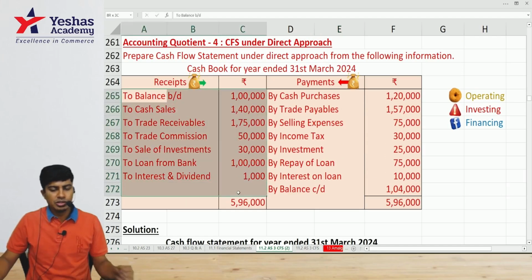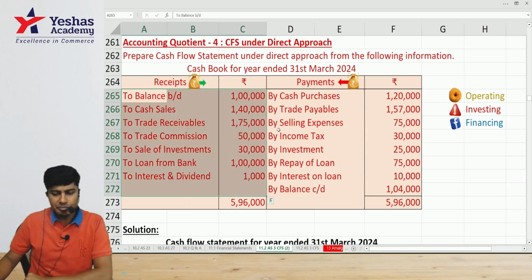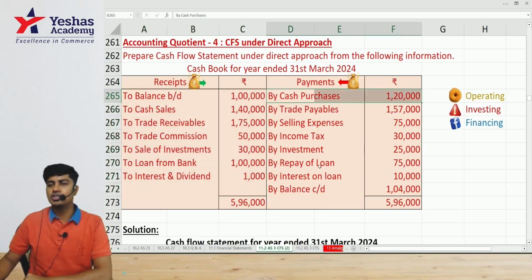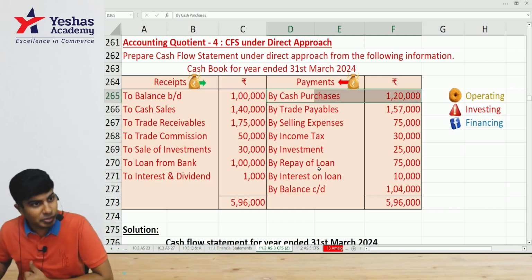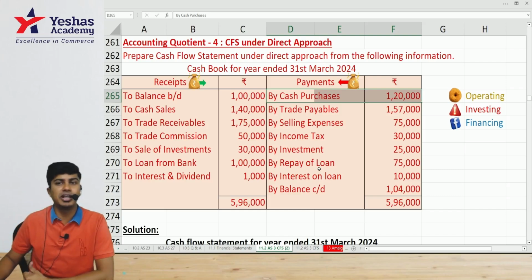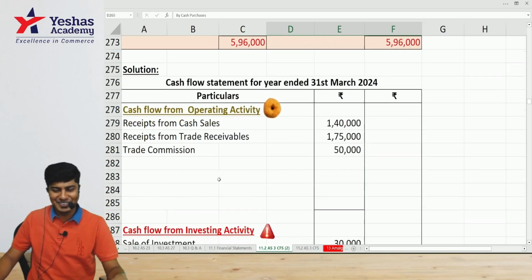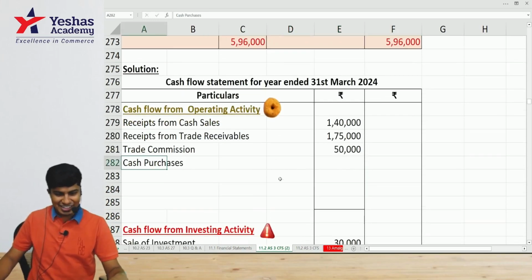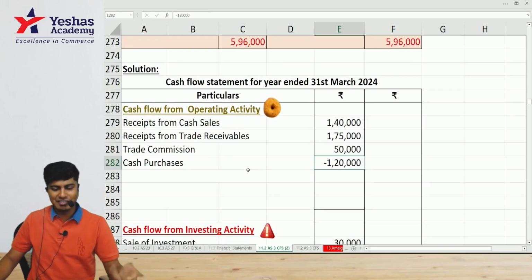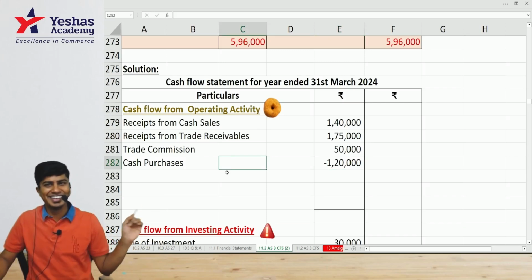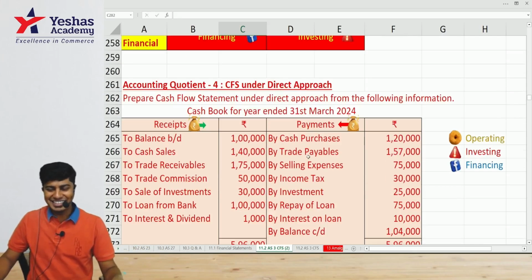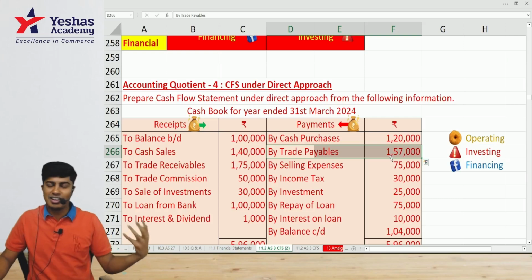What to do? Shall we go to payment side? First payment, cash purchase. Sir, why do we purchase cash? Not purchased cash, we purchased goods and we made the payment in cash. Oh, okay. 1,20,000. Operating activity, cash purchase, 1,20,000. Next, the trade payable. These activities are all considered as operating.